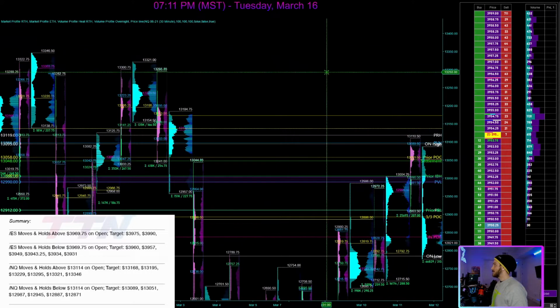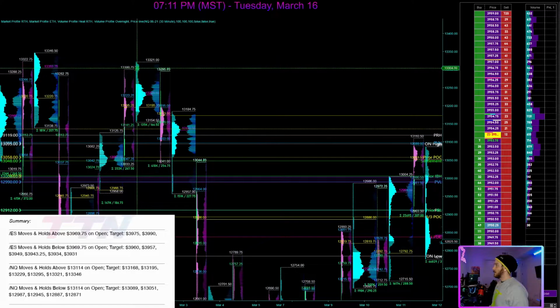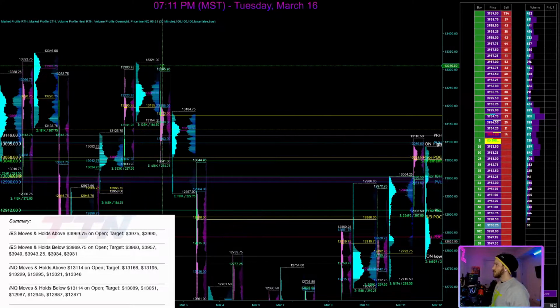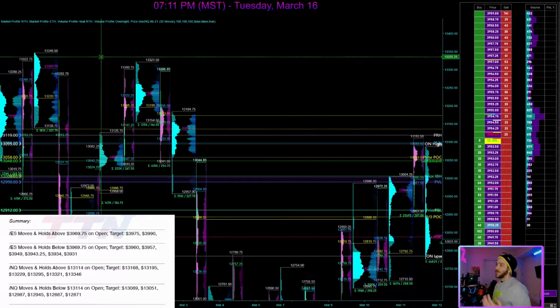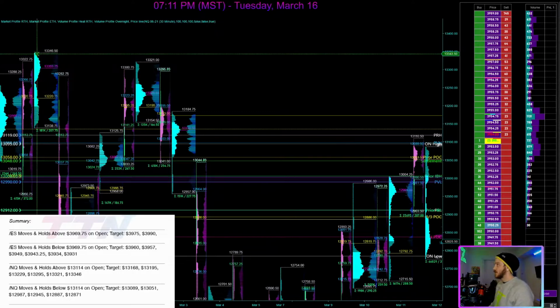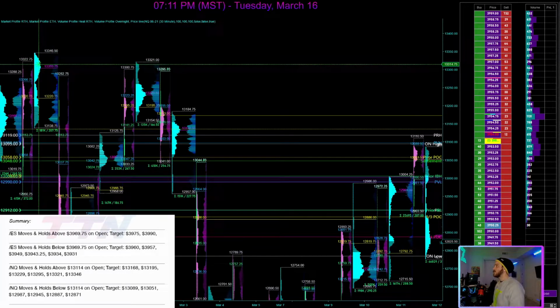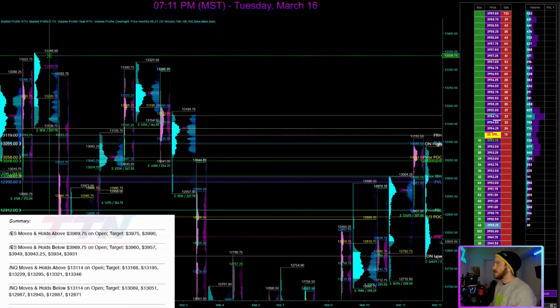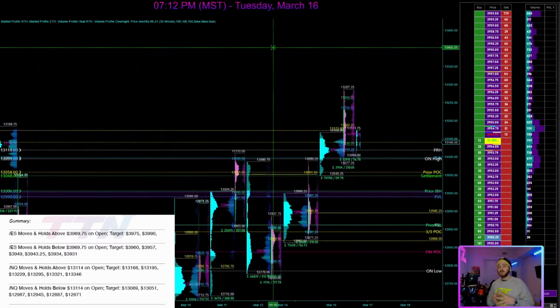The next upside target that I was looking at was 13,221, which was the overnight high from the March 1st into March 2nd session. And last but not least, that 13,346, which was the overnight high from February 24th into February 25th Globex session. So downside on NQ is going to be short and sweet.